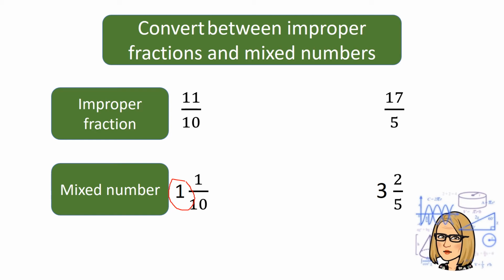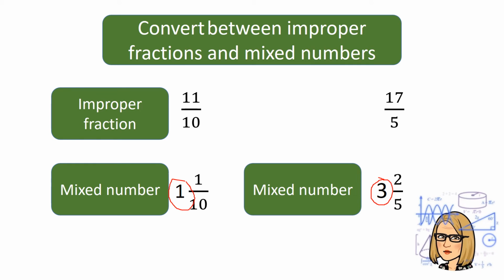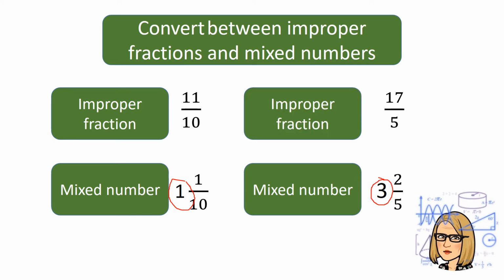Let's have a look at this one. How many 5s are there in 17? Well, there's 3. I know that 3 times by 5 is 15. And the difference between 15 and 17 is 2. So I've got 2/5, 3 and 2/5. This is a mixed number, and this is an improper fraction.